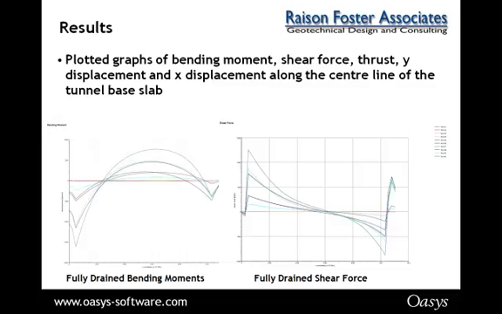So, for example, in this case, I think they put a drainage pipe within the base slab, so it was able to pick up the shear force and thrust within that specific point and see how that would impact on the drainage pipe.